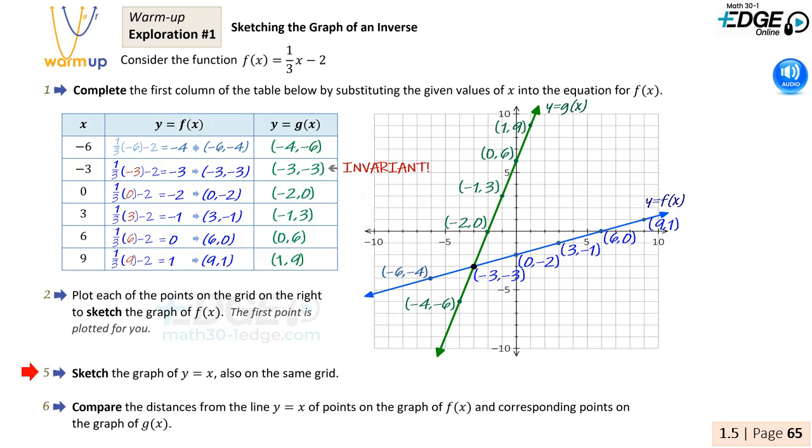We're now asked to sketch the graph of y equals x. This is a line passing through all points for which x and y are the same value. For example, 0, 0, 1 and 1, 2 and 2, 3 and 3, and even -1, -1. We note that this line seems to pass right between the two functions graphed initially, the linear function and its inverse. This is not a coincidence.